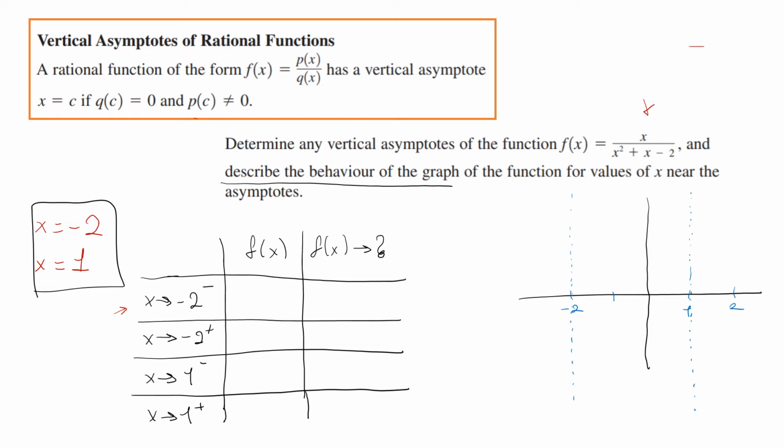Because I put in a negative number, it's going to give me negative for the numerator. Over here, I'll have negative squared, which will give me positive, plus a negative, and then negative 2. Over here, I'll have something positive, and then something negative and a negative again. So negative times negative will give me positive. So technically, I will have negative over positive.